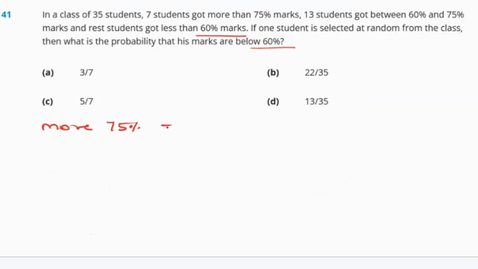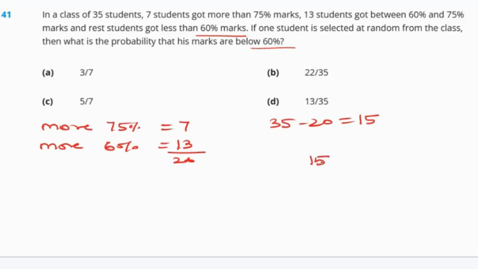Okay, so out of 35, 7 students got more than 75. More than 75, 7 students. Okay, and after that, more than 60, 13 students. Okay, total 20. How many are left? From 35, we are going to subtract 20, we will be getting 15 students. Okay, so 15 students got less than 60 marks. So what is the probability of that? That has to be 15 by 35. So when we are going to solve it, 5 3s are 15, 5 7s are 35. So the answer has to be 3 by 7.